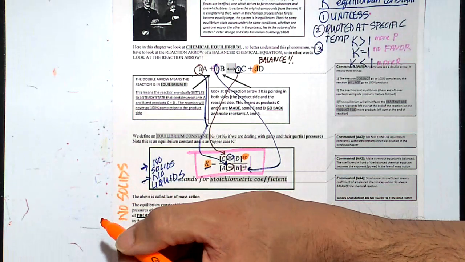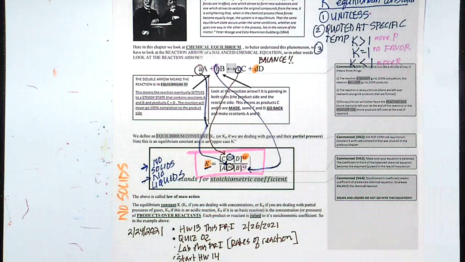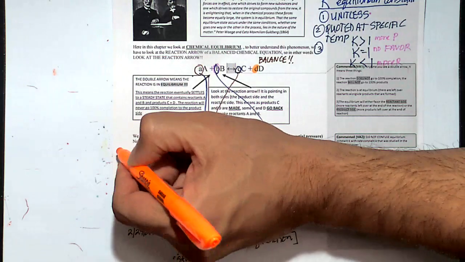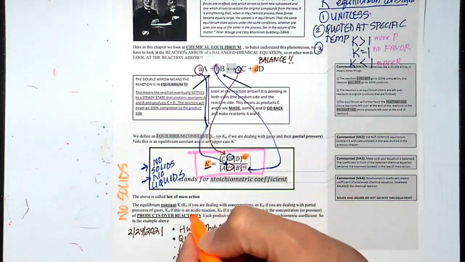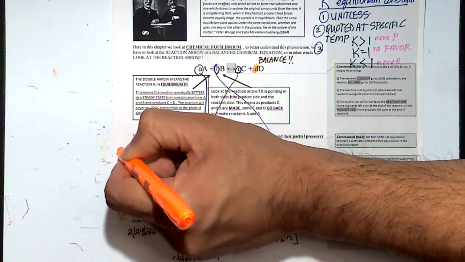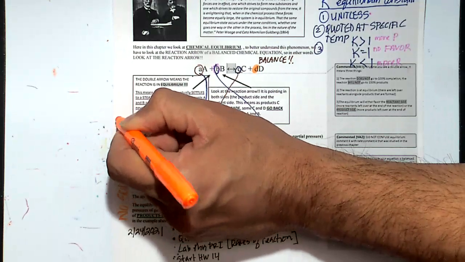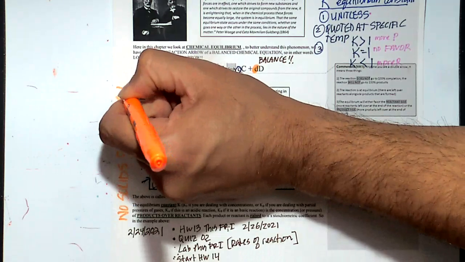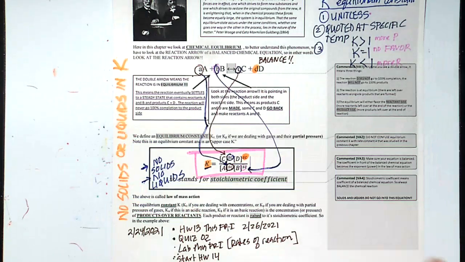Okay, you're not going to put solids. A lot of people do this, and it's an error. No solids or no liquids in the equilibrium constant K. Just don't do it. Don't fall for that trap.